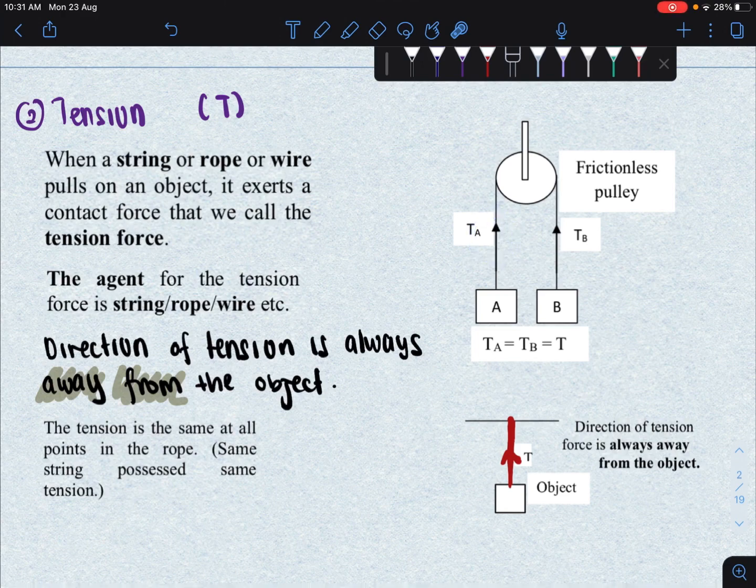So the direction of tension macam kita cakap tadi is always away from the object, leaving the object. So objek A kena tinggalkan, objek B pun kena tinggalkan. So this is the direction of tension A and tension B. However, tension A is equal to tension B is equal to tension. Kenapa? Because they are across the same string. As long as they are in the same string, they are going to possess the same tension. Kalau mereka adalah tali yang sama, wire yang sama, kabel yang sama, kita akan alami tension yang sama pada setiap titik itu. You're going to experience the same tension throughout the string. Alright?